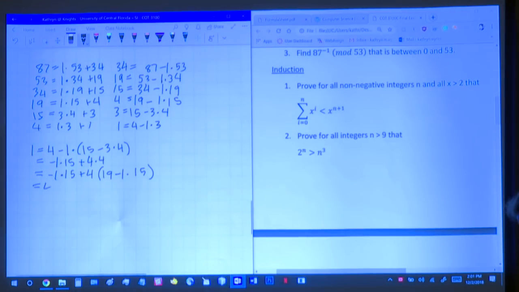And that'll be 4 times 19 minus 5 times 15.